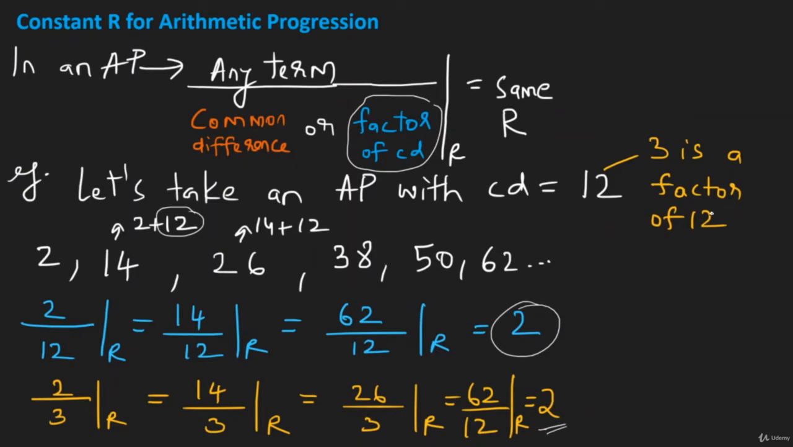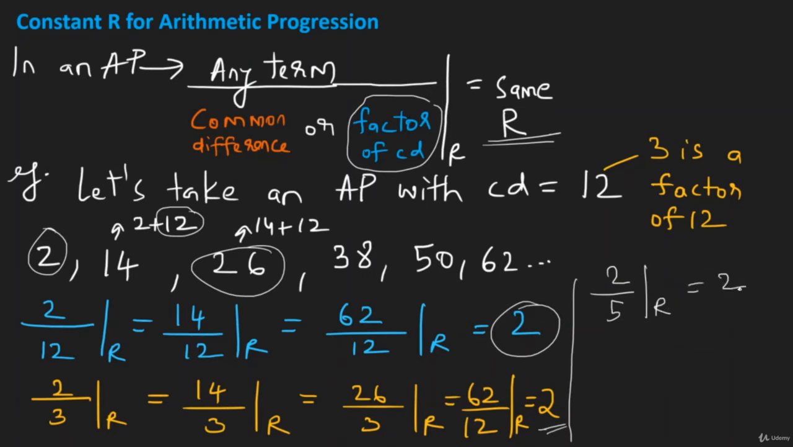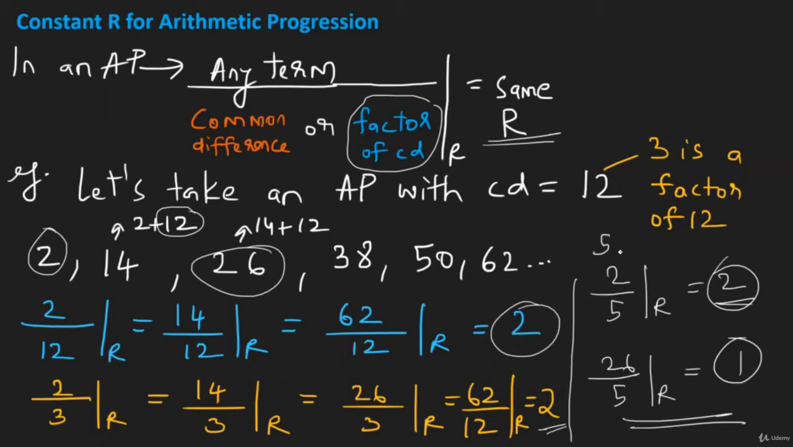Now, you can also see that it's not always the case. Say, let me take 2 terms from this AP: 2 and 26. Let me try dividing both of them by 5 and see if I get the same remainder. So 2 divided by 5, my remainder is 2 itself, because 2 is 0 into 5 plus 2. Now if I take 26 divided by 5, my remainder is 1, because 26 is 5 into 5 plus 1. So you can see that the remainder is not the same in this case, and that's because 5 is not a factor of the common difference.